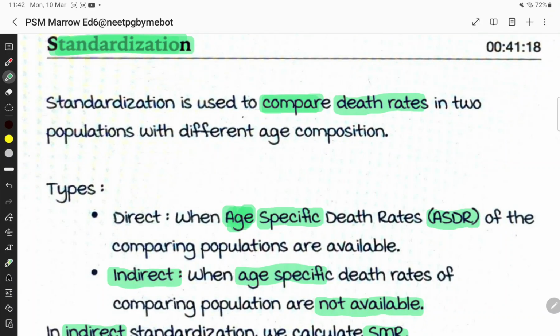Standardization. Standardization is used to compare the death rates in two populations with different age composition. It is used to compare death rates in what? In two populations, and the populations will have different age composition.